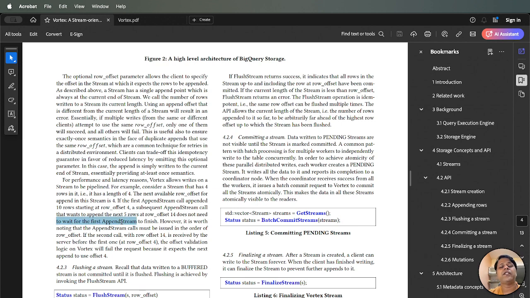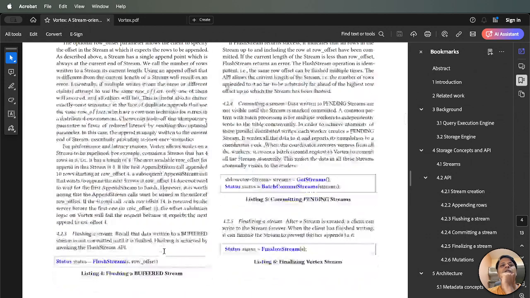doesn't need to wait. Let's say the first append has 10 rows, so it can write from 4 to 14. It knows the offset will become 14, and the next parallel client can write from 15 onwards, or at offset 14. So in parallel they can write, one at 4 and one at 14. That is how multiple writers can write into the stream in parallel.